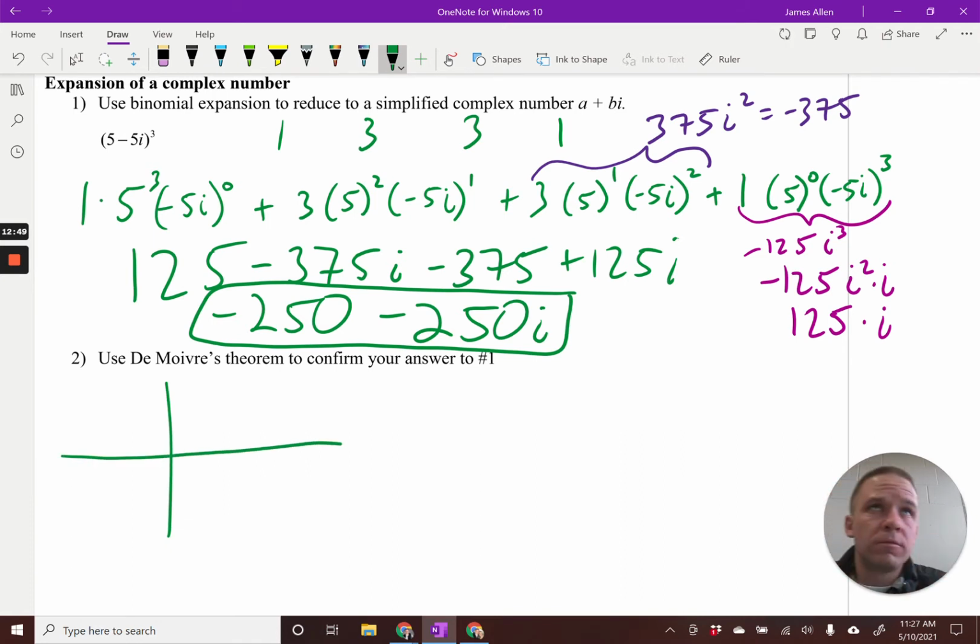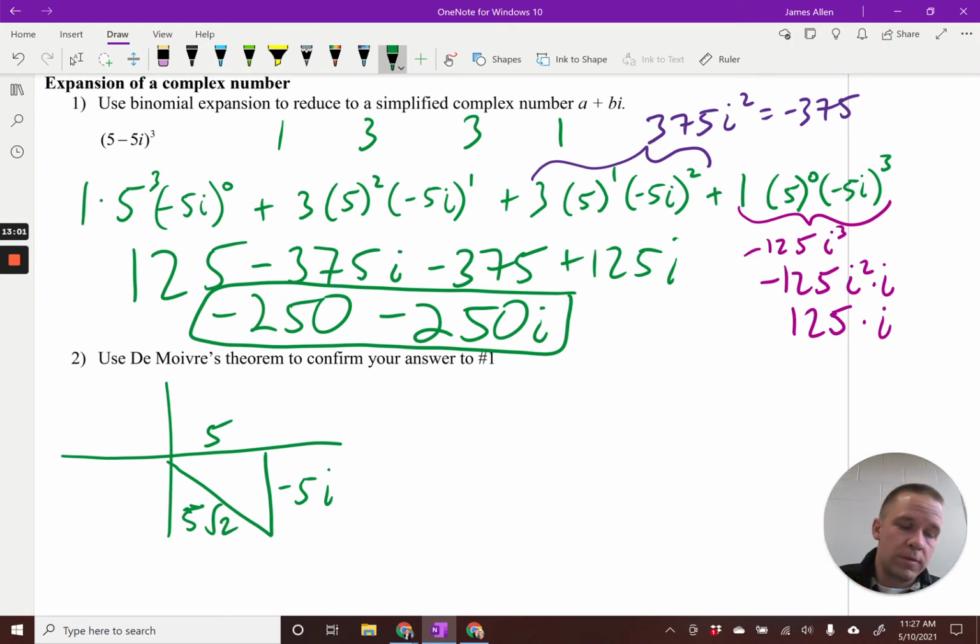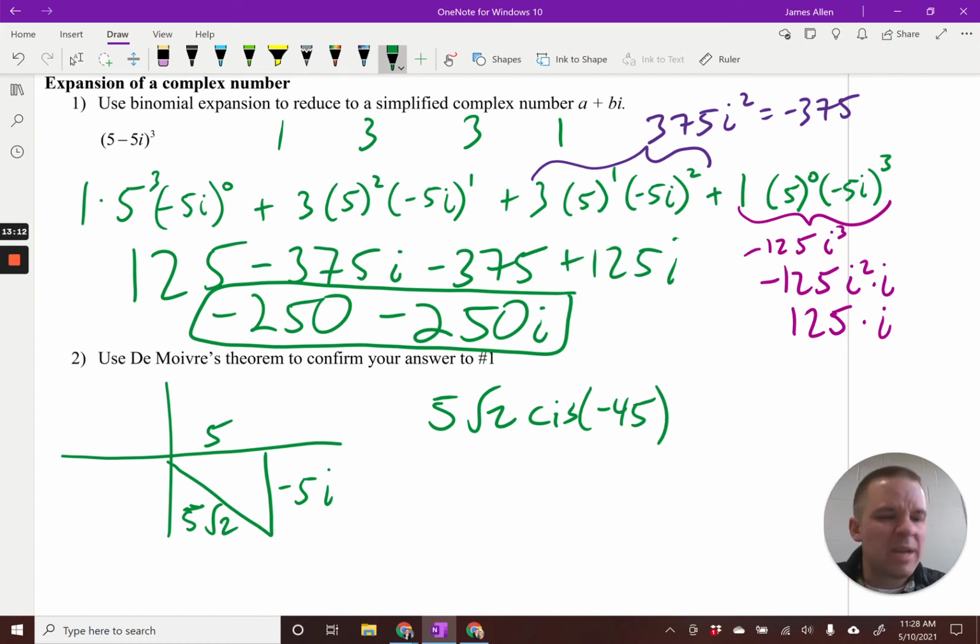what quadrant would we be in? To the right 5, down, fourth quadrant. So I'd have 5 here, negative 5i here. This would be 5 square root 2. Cool. So I'd have 5 root 2 cis, and then it would be negative 45 or 315. I'll go negative 45. Keep the number smaller that way, right?